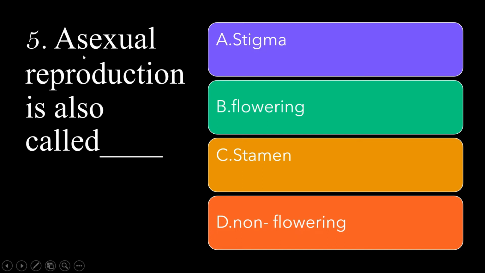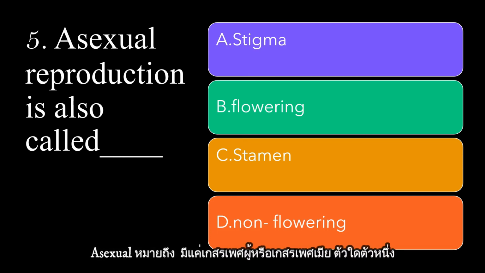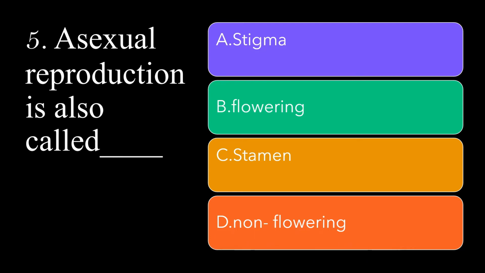Non-flowering. Asexual means only one parent. Okay, only one parent, either pistil or stamen. Just one of them. Okay, how do you call them?